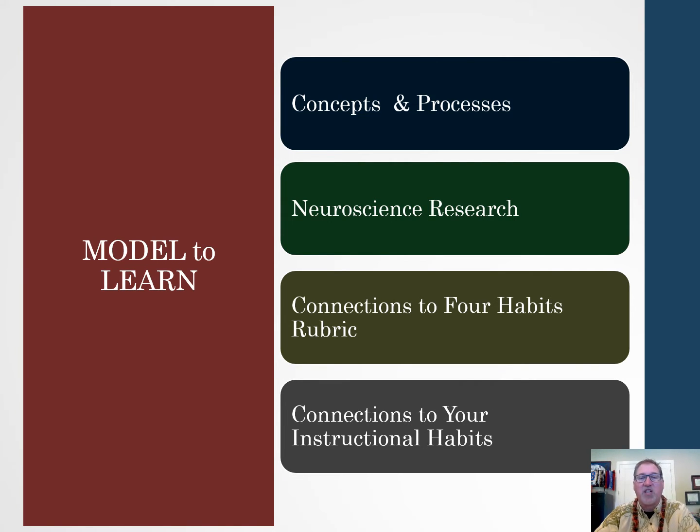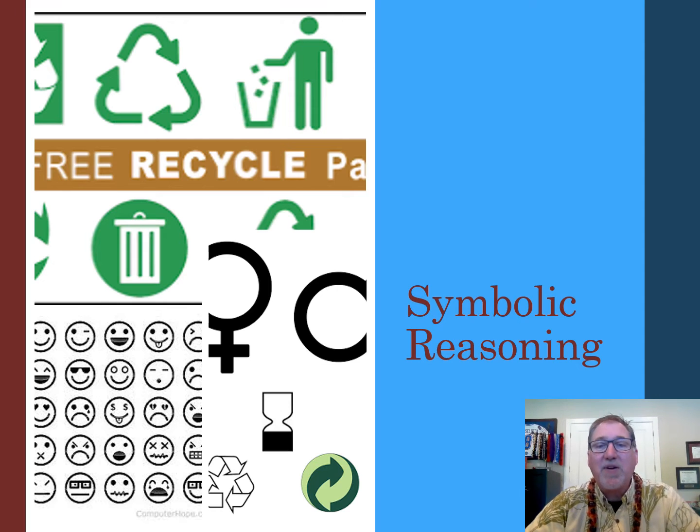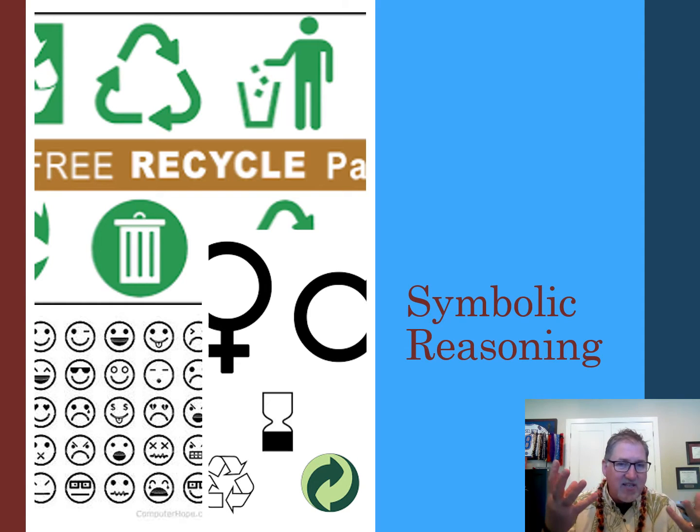All right, so the neuroscience portion. Now, we talked about symbolic reasoning. The brain actually reasons symbolically. It understands things in symbols. It understands things in pictures. So if we want to help the brain understand things at a conceptual level, we need to use pictures. We need to use symbols and those kinds of things. And these are all around us in our society with emojis and signs and those kinds of things.